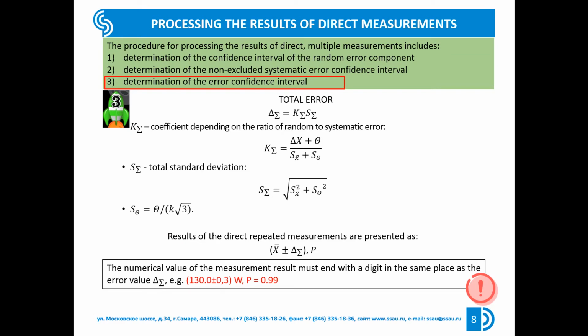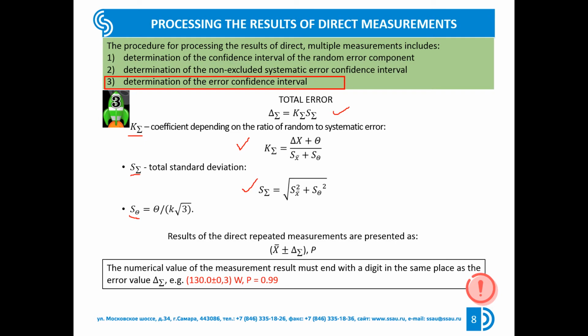The third step is to determine the confidence interval of the error in the measurement result. The total error of the measurement result is calculated using the formula, where k is the coefficient depending on the ratio of random to systematic error and determined by the empirical formula, where s is total standard deviation of the measurement result calculated according to this formula, and where s is this.